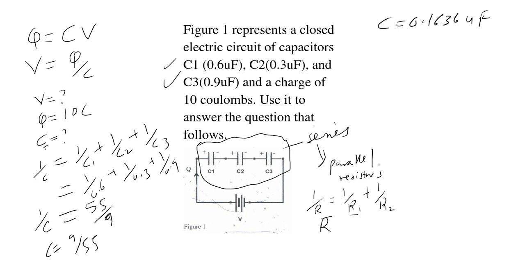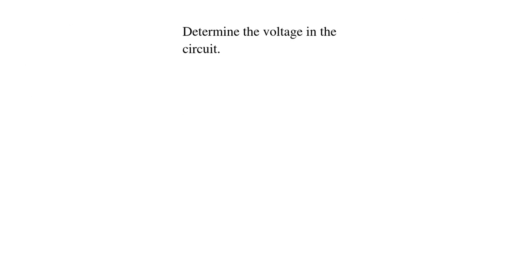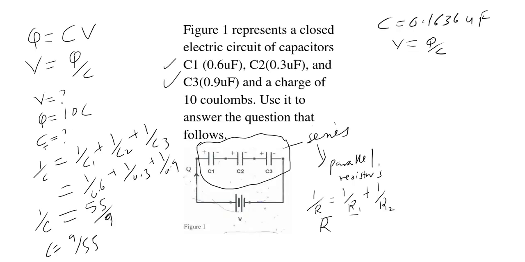So after now we have gotten the total capacitance, we can apply the formula V equals Q over C in order to get our voltage. So our voltage will be our Q, which is 10, over, you have to work with the SI unit. SI unit of capacitance is farads. So 0.1636 times 10 power negative 6, which is now for microfarad. Remember, we also have power negative 12, which is picofarad.